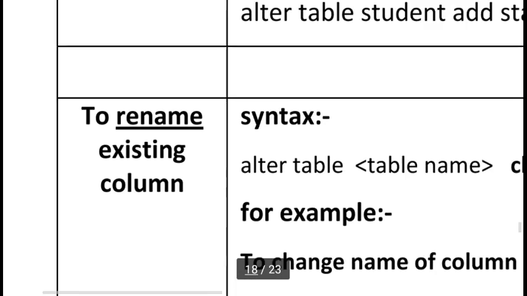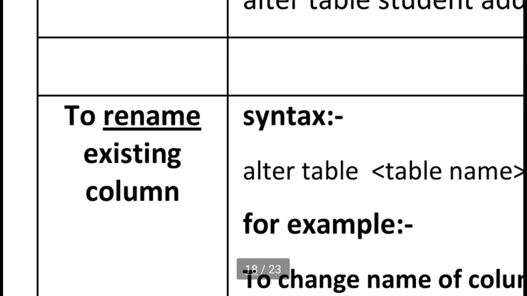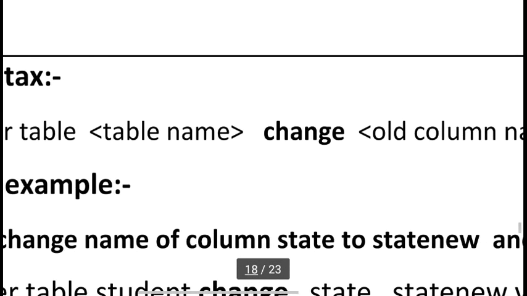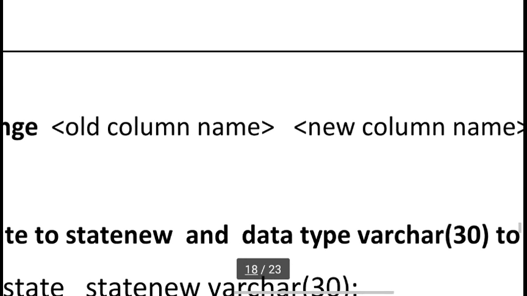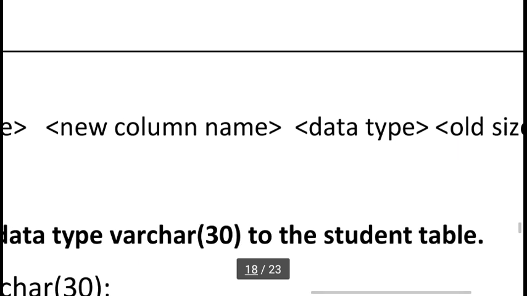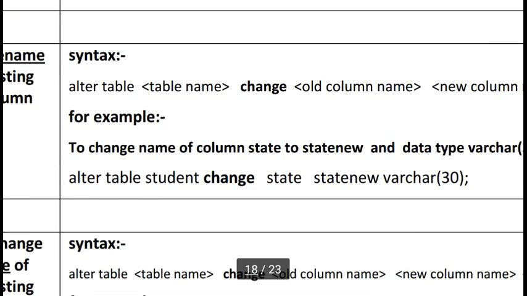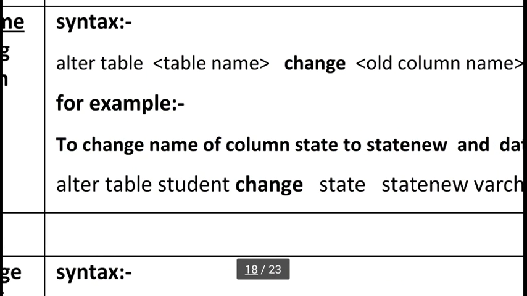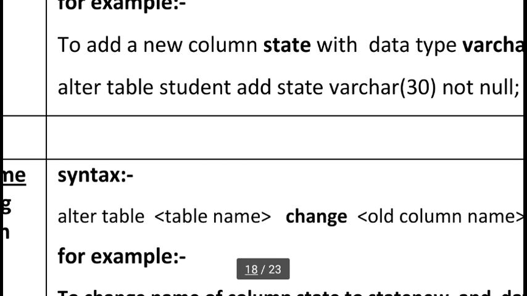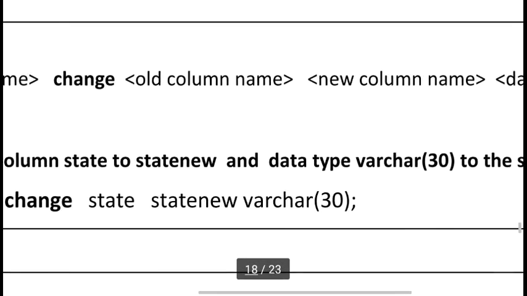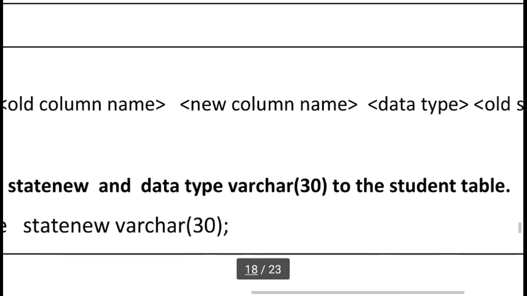Suppose I want to change the name of a column. It is also possible with the help of ALTER TABLE. The structure is ALTER TABLE table name CHANGE old column name, new column name, and data type and old size. Let us take an example: change the name of the column state to state_new. We have already added the new column state, but I want to change this name. State_new, and the data type is 30, the same as last time.